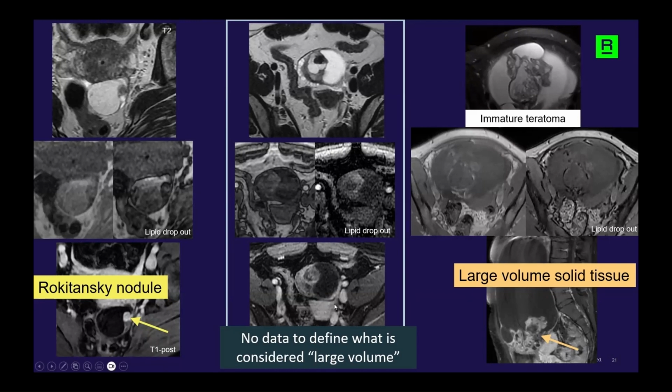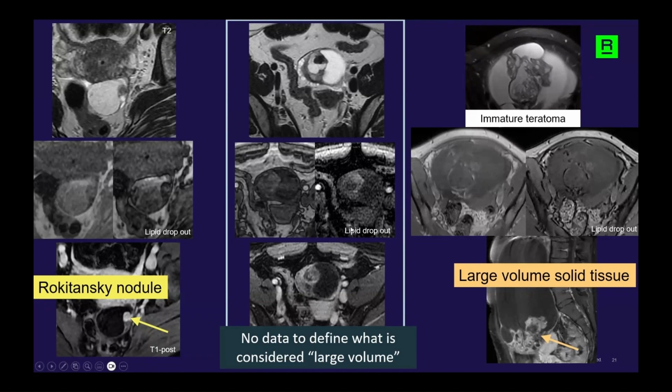Now you can say, well, maybe it shouldn't have come out. Well, if it doesn't come out, it'll be followed, right? And it will either grow or not grow, and that's perfectly fine. Gynecologists can follow lesions even if they're rated higher than they think they should be.